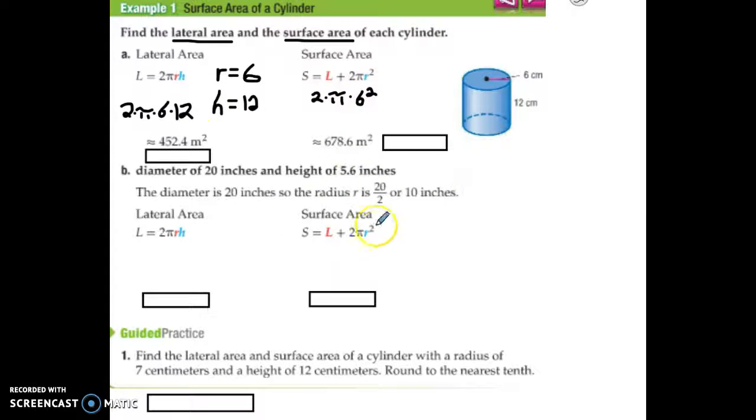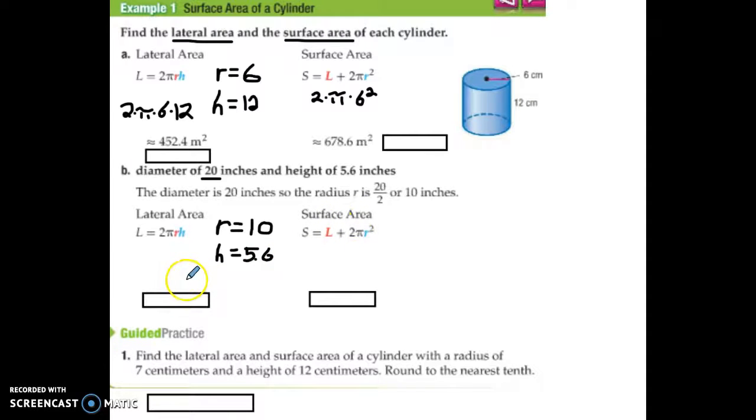Alright. Down here, they give me the diameter is 20 inches. If the diameter is 20, what's my radius? Radius is 10. What's my height? Well, it tells me height is 5.6. So I don't even need the picture to do these. Alright. So let me do this all at once here.